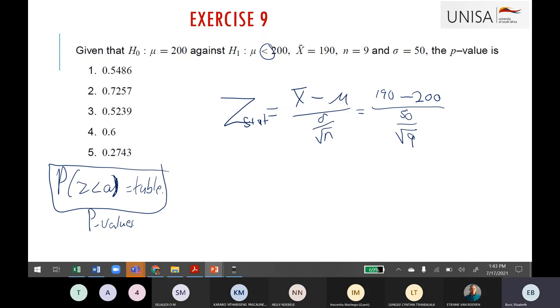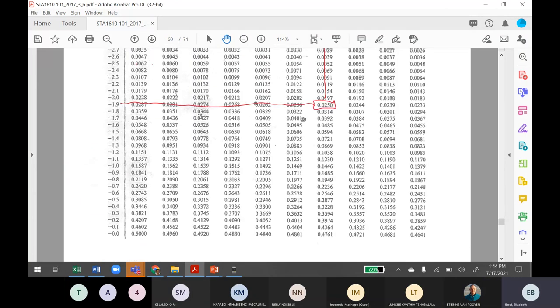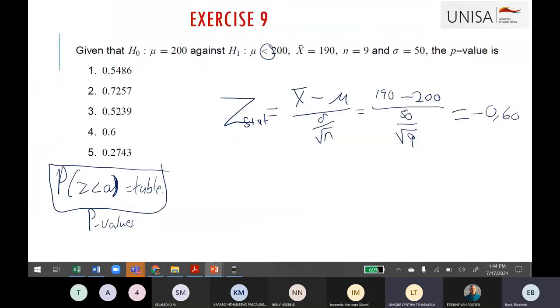What is your z-stat? What did you get? I got negative 0.6. Negative 0.60. Then take that negative 0.60, go to the table, and look for negative 0.60. That is your p-value, which is 0.273.